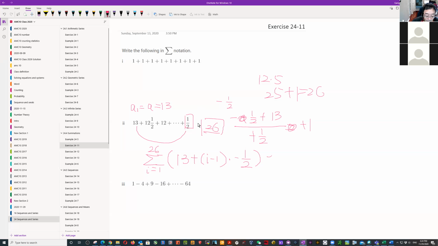And you actually can do certain manipulation to simplify it. For example, sigma i equal to 1 to 26 of 13 minus 1/2 i, and minus a minus equals positive, so plus 1/2. So basically it's equal to 13 and 1/2 minus 1/2 i. So you basically can simplify it to this point.